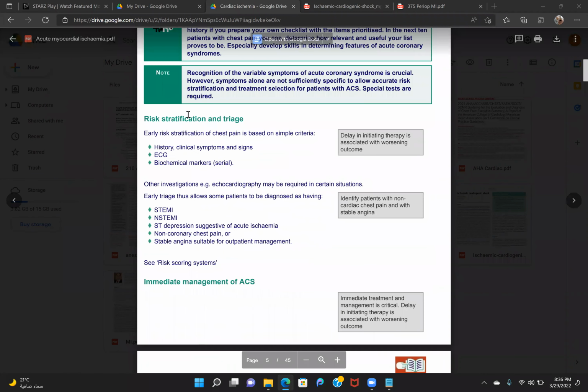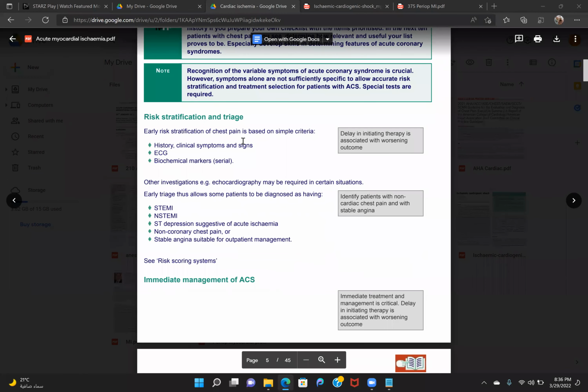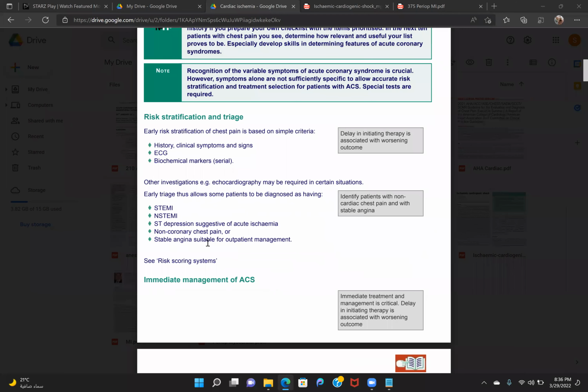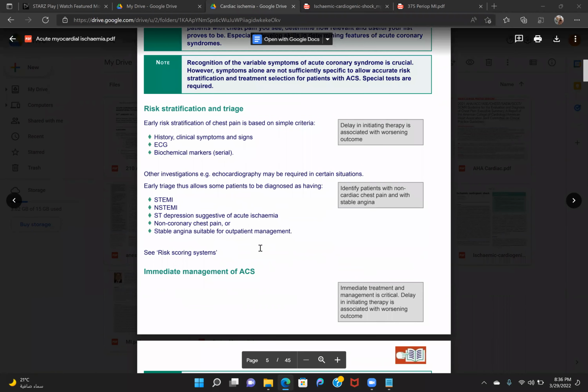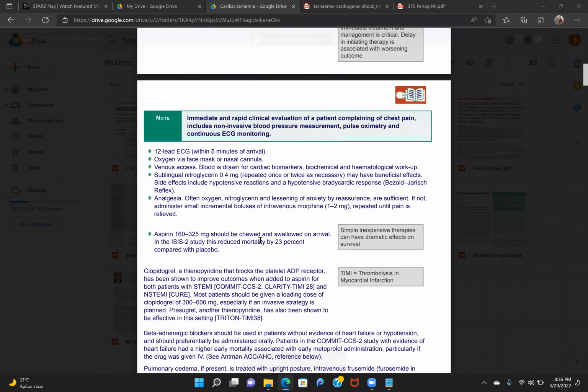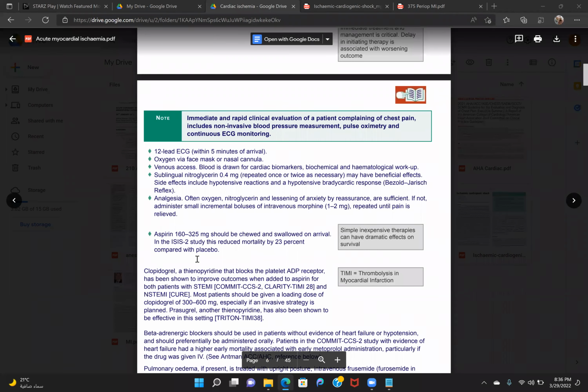So what else? History, ECG. If you want to explain, you can say there will be history, or clinical signs and symptoms, and biomarkers. That's what we discussed. Immediately you will do the 12-lead ECG, and oxygen. Actually, we have discussed all these things. We will just have a quick review.